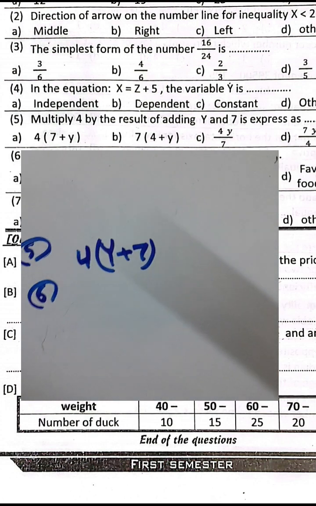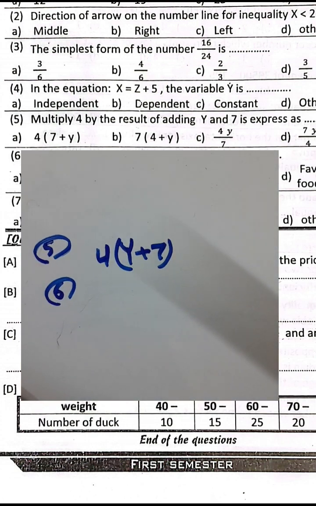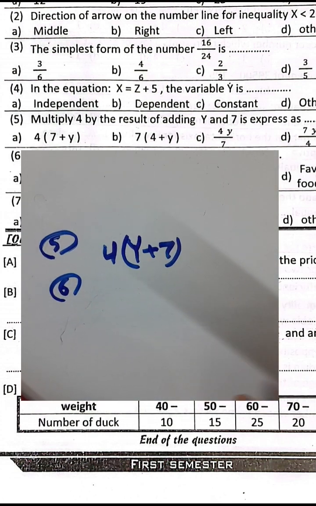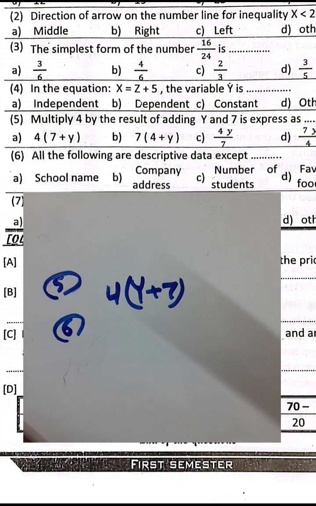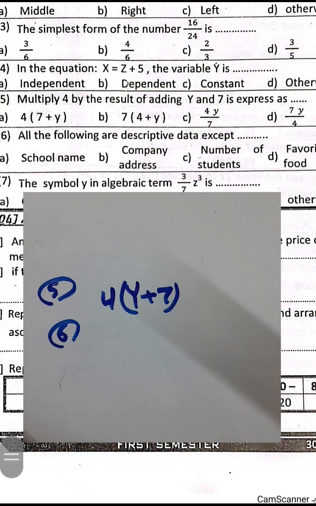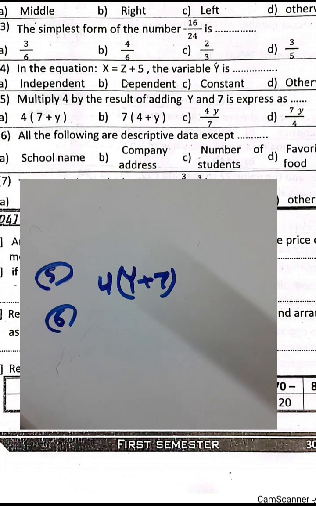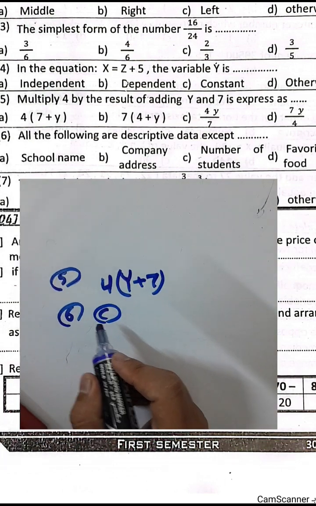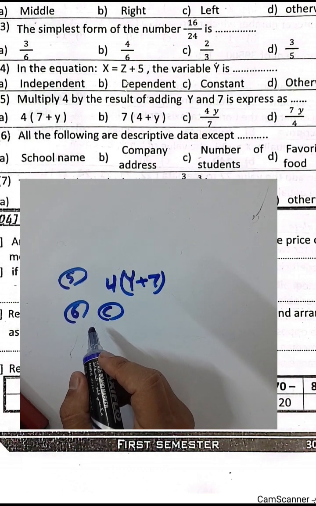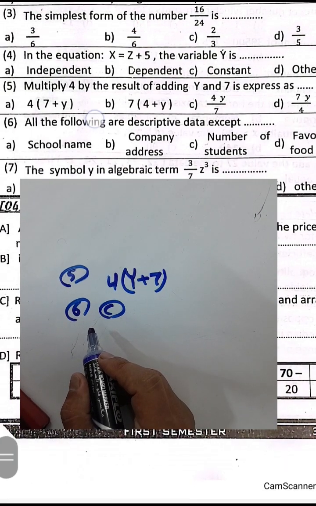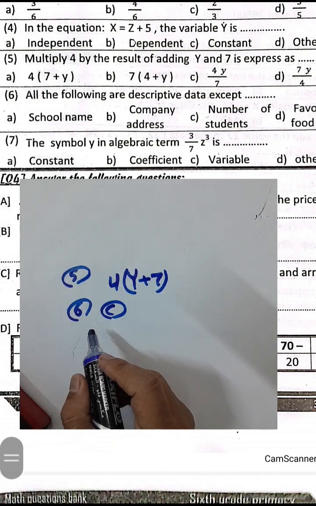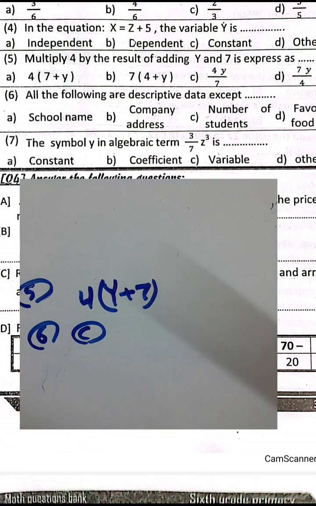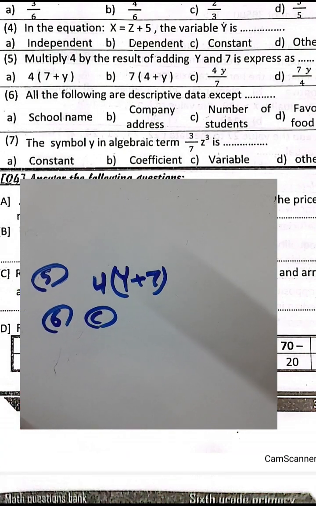Question number 6. All the following are descriptive data except what? Except number of students. Choose letter C. Because number of students, we call it numerical data. But school name, favorite food, company address, we call it descriptive data or categorical data.